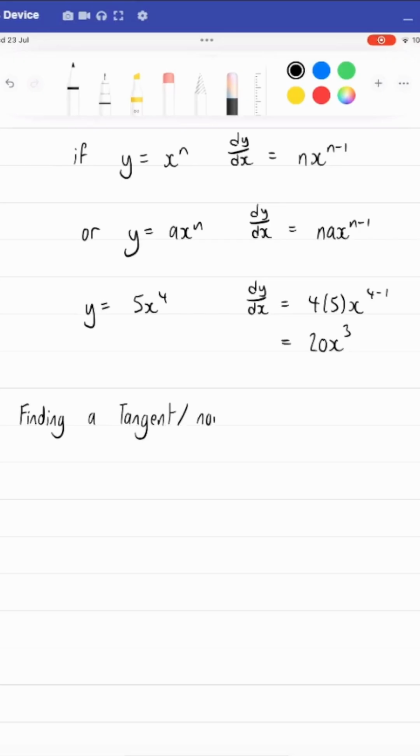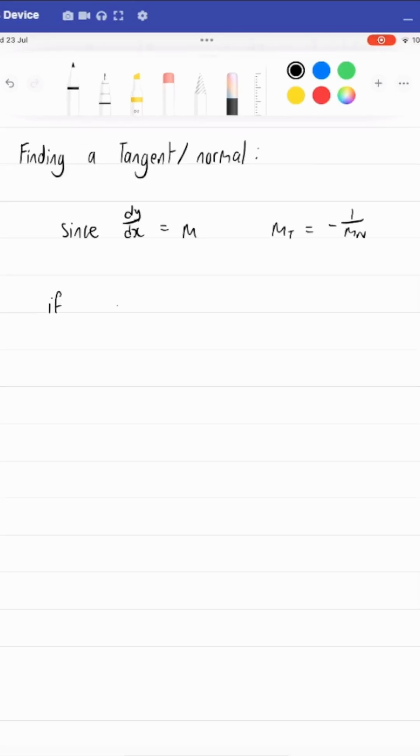This also means we can find the equation of a tangent to a curve at a specific x point, since dy/dx will equal m. Also, here's a reminder of how to find the gradient of the normal. Here's an example of finding the tangent and normal of the curve when x equals 2.